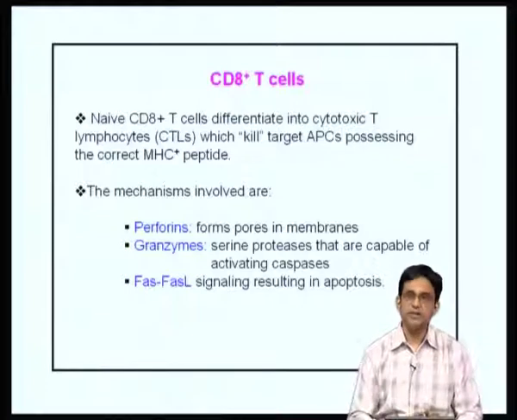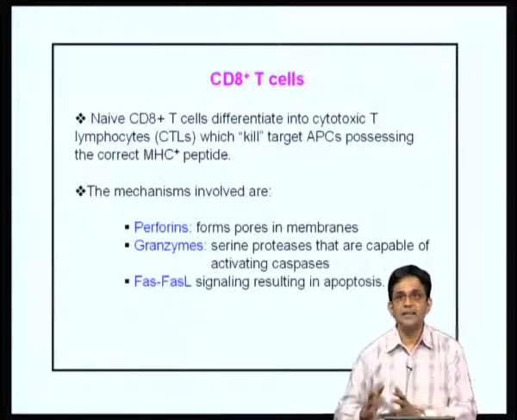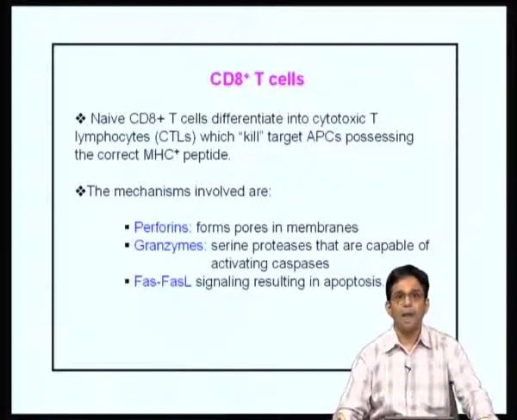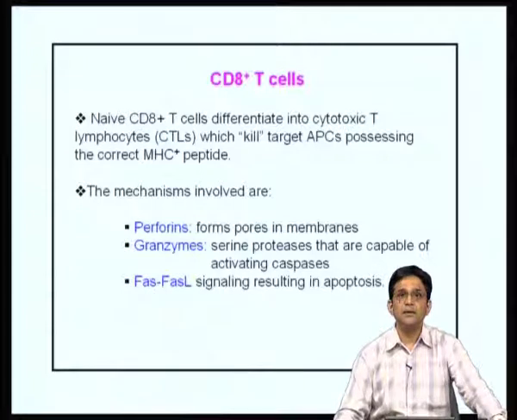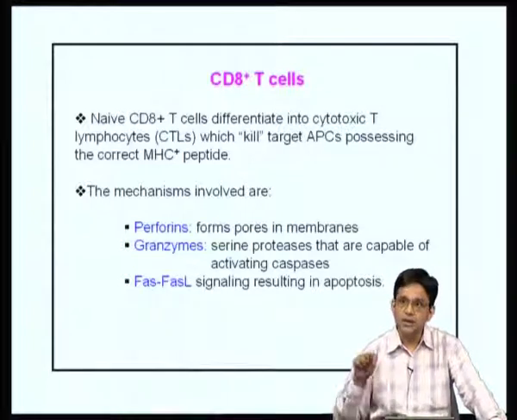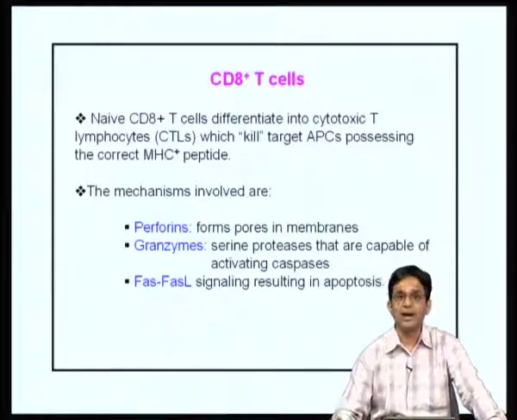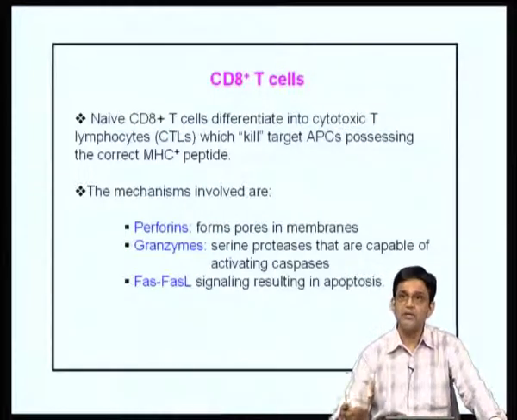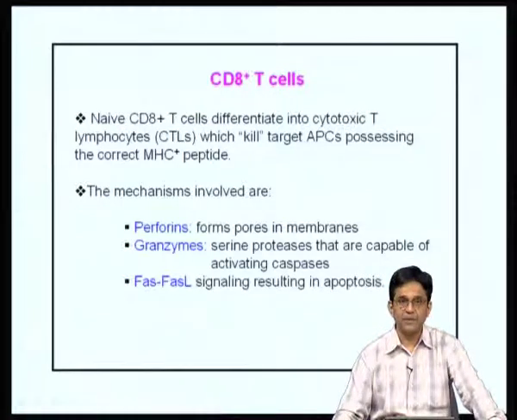Now, what is the difference between the naive CD8s and the CTLs? What gives CTLs the property to kill? The reason for this is that CTLs have molecules known as perforins, and perforins make holes in the membranes of the target cells. Through these holes, molecules get in, one of which is granzymes, and these are serine proteases which are capable of activating caspase. So they initiate the death cascade, and then you have Fas-FasL signaling which results in apoptosis.